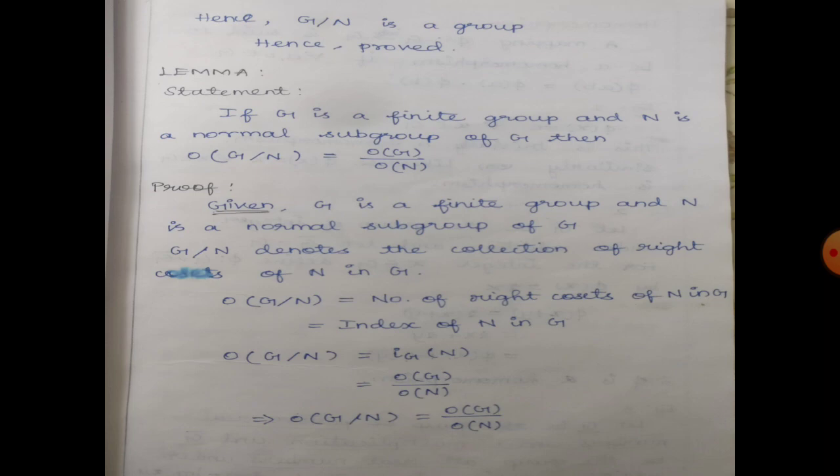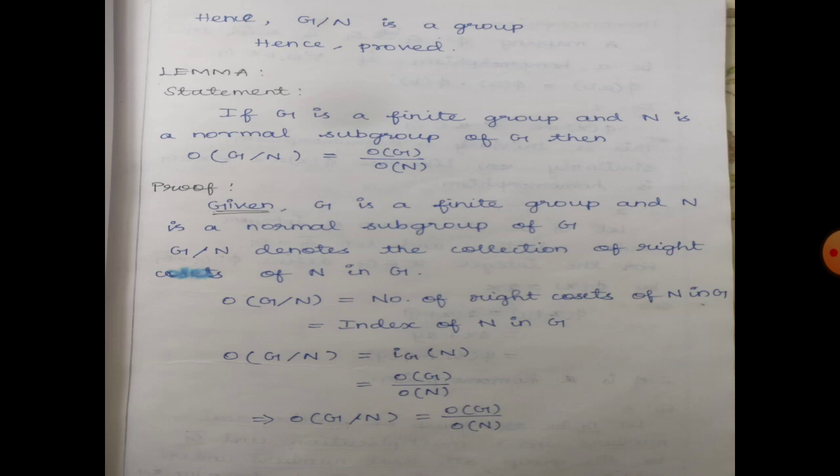This is also a very important 5 mark question. The statement is: if G is a finite group and N is a normal subgroup of G, then the order of G by N is equal to the order of G divided by the order of N. For the proof, it is given that G is a finite group and N is a normal subgroup. Already we know that G by N denotes the collection of right cosets of N in G. So the order of G by N will be the number of right cosets of N in G.